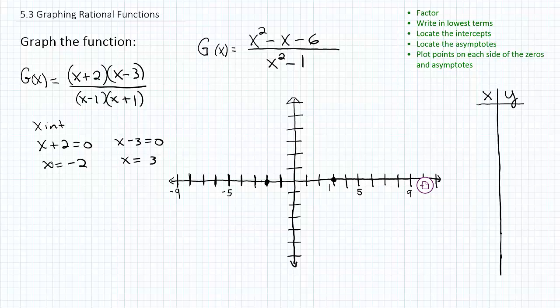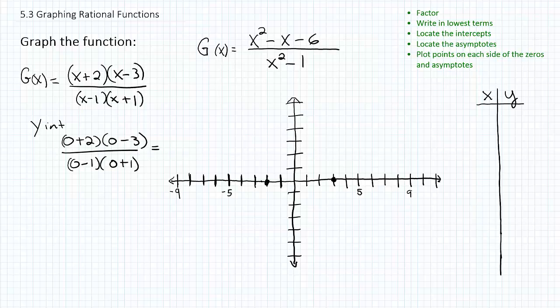All right, let's talk about the y-intercepts now. For the y-intercept, you set x equal to 0. So we'll have 0 plus 2, 0 minus 3, 0 minus 1, and 0 plus 1. And of course, that's going to give you negative 6 in the numerator and just negative 1 in the denominator, which gives you a total of 6. So at 1, 2, 3, 4, 5, 6, in other words, right here, we have a y-intercept.